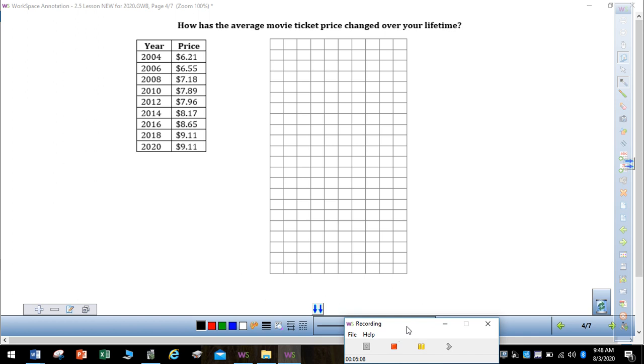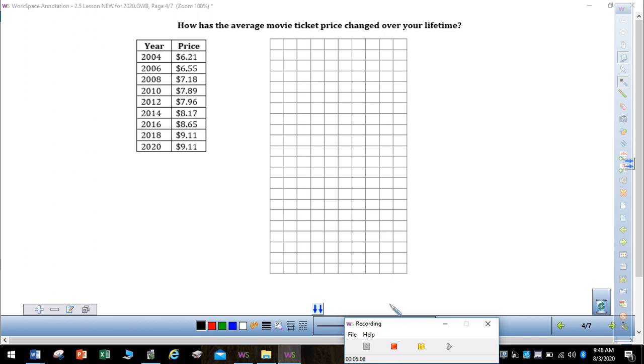How has the average movie ticket price changed over your lifetime? So here we're going to actually look at a table of data. We're going to make a scatter plot, and we're going to draw in a trend line by hand. We're then going to figure out the equation of the trend line, and then we're going to use that trend line equation to help us make some predictions.